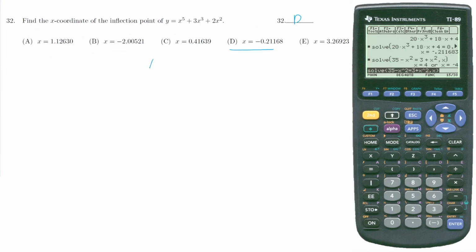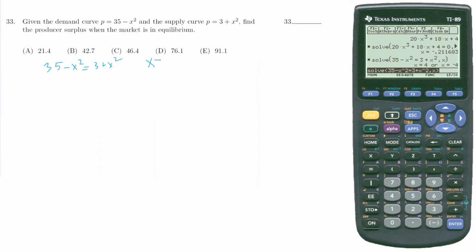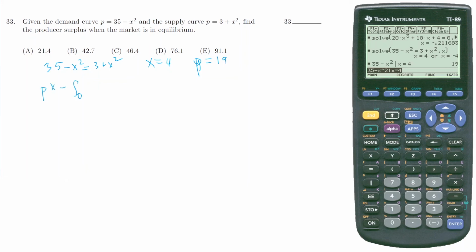So there are two answers, but clearly x equals 4, and then I need to find the y. 35 minus x squared, and then x equals 4. So here we got y, in this case p, equals 19. All right, now the formula goes like this. It's px minus the integral from 0 to 4 of the producer surplus, which is 3 plus x squared dx. So that's equal to 76 minus the integral from 0 to 4 of 3 plus x squared dx. And I will just put it in.